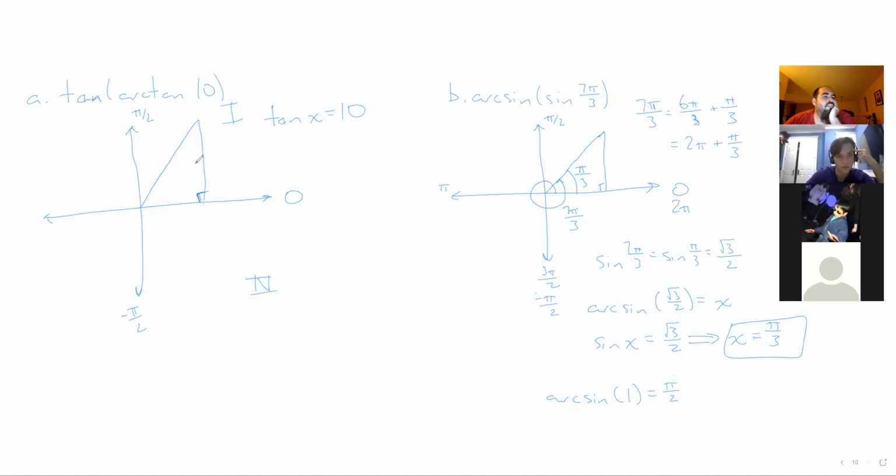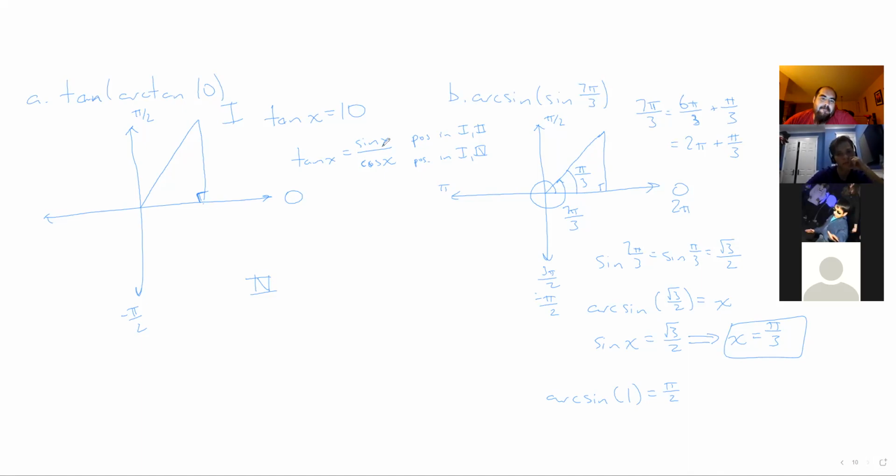So think about what happens when you take the tangent of an angle. It's equal to sine of x over cosine of x, right? Right. Where is the sine of an angle positive? What quadrants? Quadrants 1 and 2, right? Right. And where's cosine positive? 1 and 4. So sine is positive in 1 and 2, and cosine is positive in 1 and 4. So the only way for tangent to be positive is if sine and cosine are both positive or both negative, right?